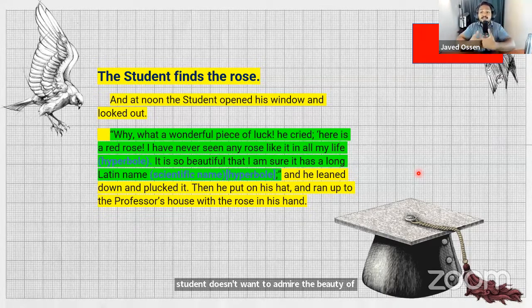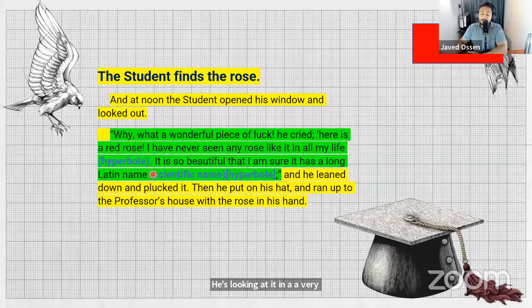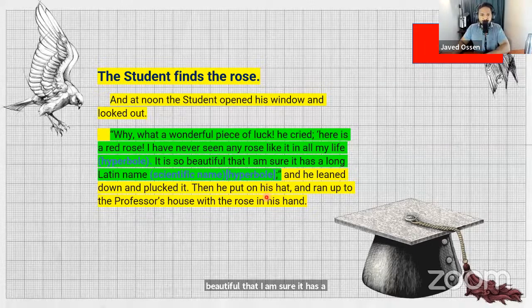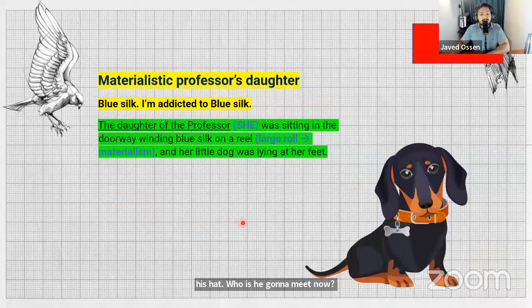So the young student doesn't want to admire the beauty of the red rose. He's looking at it in a very theoretical, educated way. He is not valuing the beauty of this red rose. "It is so beautiful that I am sure it has a long Latin name," says the young student. And he leaned down and plucked it, and then he put it in his hat. Who is he going to meet now? And ran up to the professor's house with his rose in his hand.